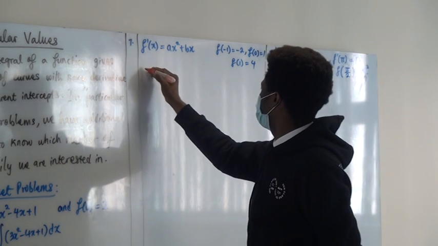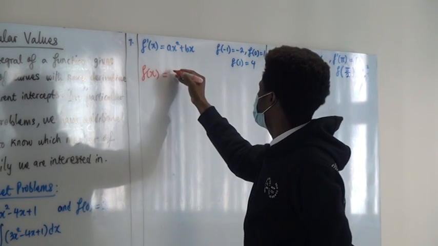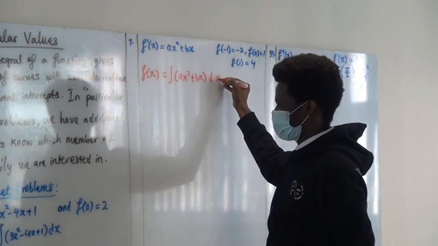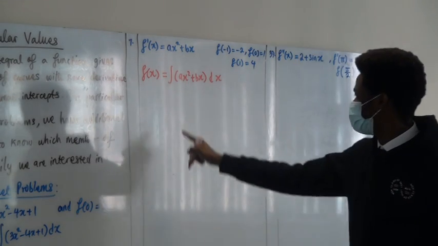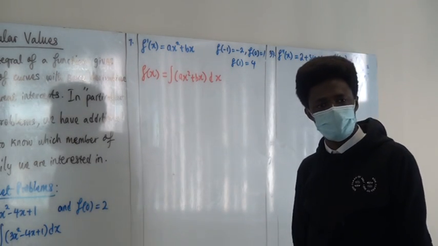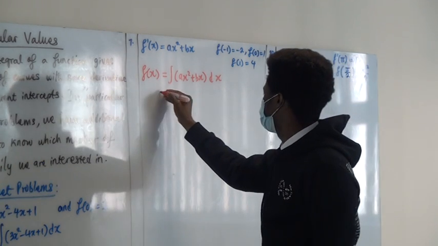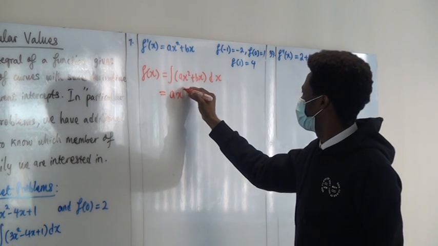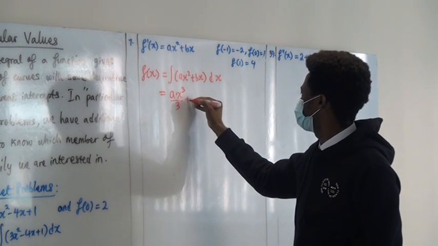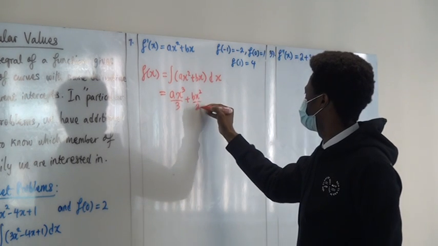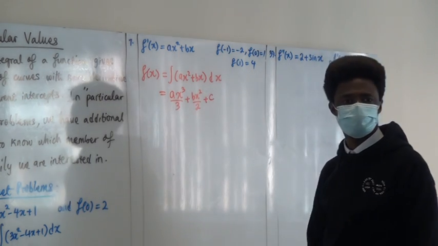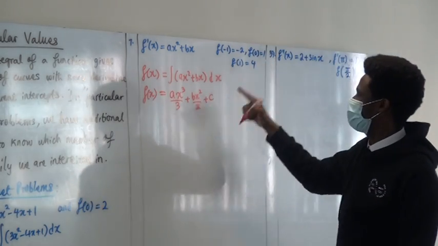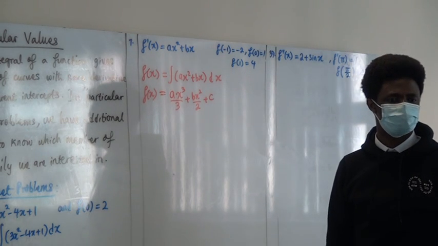Again, from here, f of x is equal to the integral of ax squared plus bx dx. Every integral must be ended with dx, otherwise we don't know with respect to what. So this will be, together, ax cubed over 3 plus bx squared over 2 plus c. Okay, so this is your f of x. That's why you have 3 different values, because now there are 3 different variables.